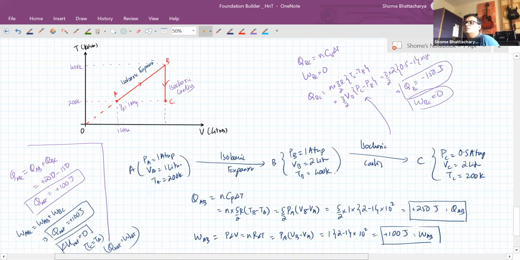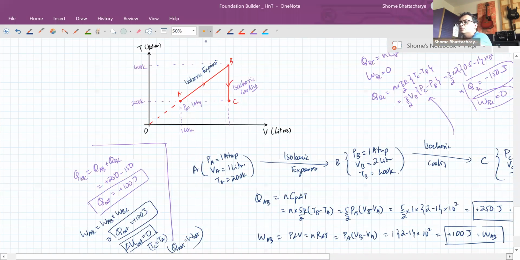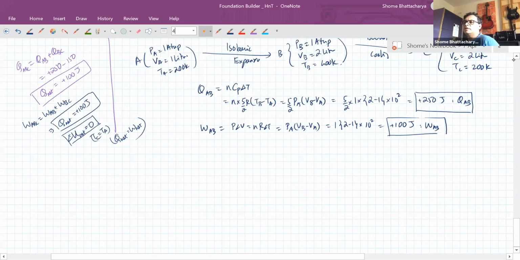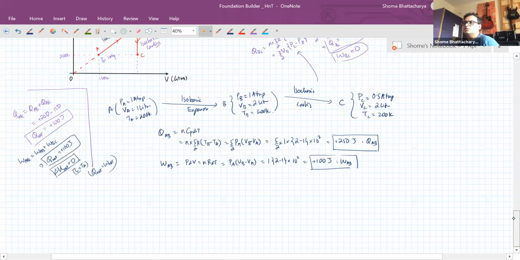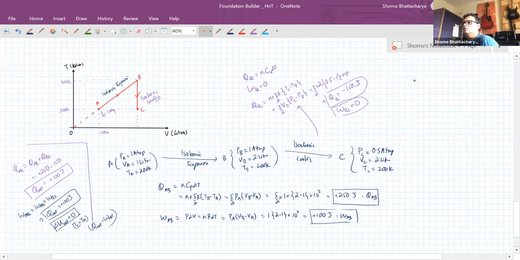Okay. Now in case you are having some difficulty visualizing this on the volume temperature graph, you can always convert this to a PV graph. So in the PV space, this particular process will look like this. We are first undergoing an isobaric expansion. And then we are undergoing an isochoric cooling. But it's happening in such a way that we are coming back to the same isotherm.